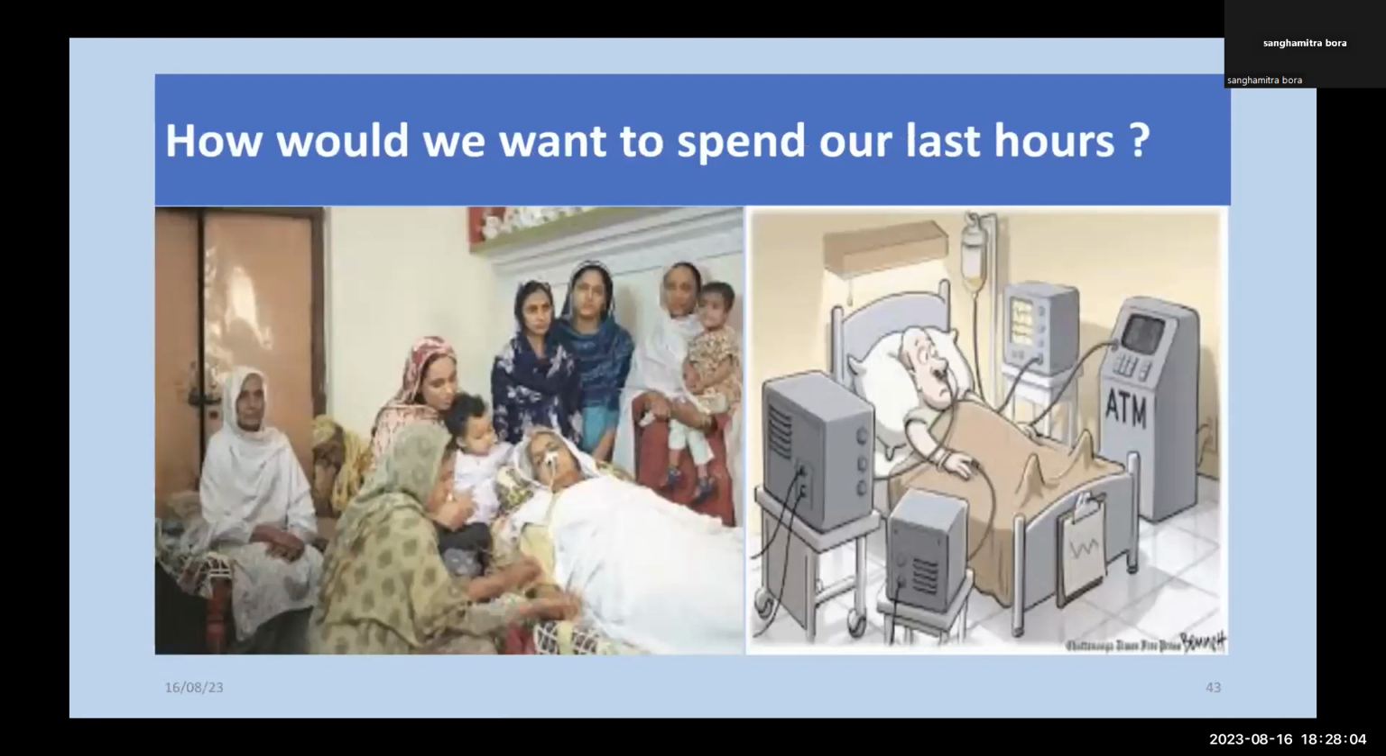If I were on my deathbed, I would actually want to spend my time with my relatives all around me and not surrounded by machines.